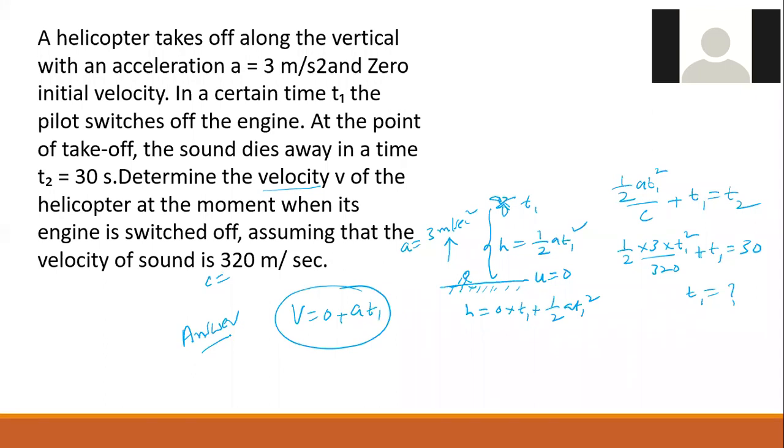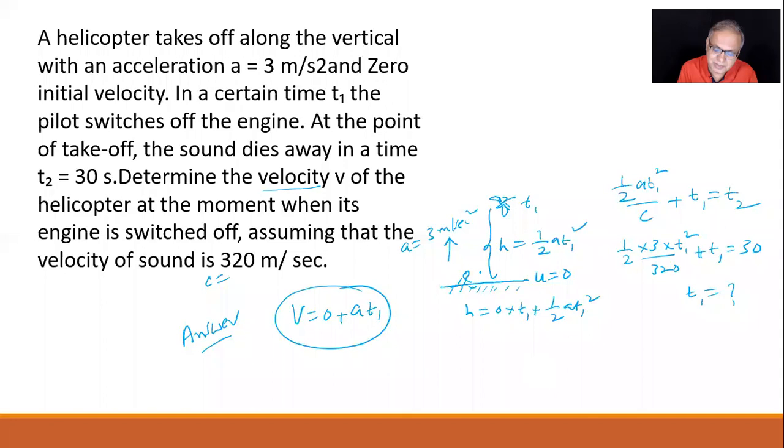Sir, I didn't understand why it is half a t1 square by c. Why is it by c? Tell me, time equals distance by speed or not? That's what I wrote. If the acceleration is there, we don't write it; S equals ut plus half at square, we write. If the speed of the sound is constant, and it has to travel half a t1 square distance, how much time should it take? Distance by speed.